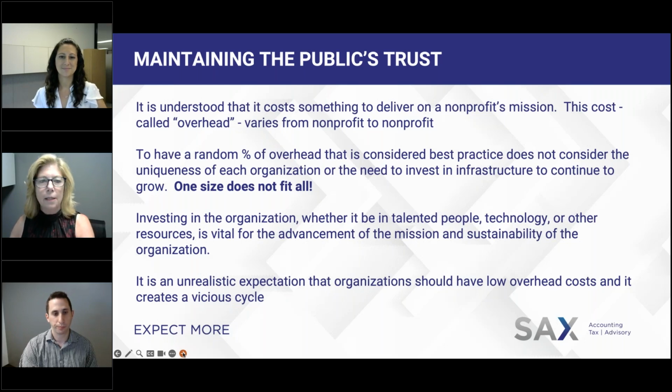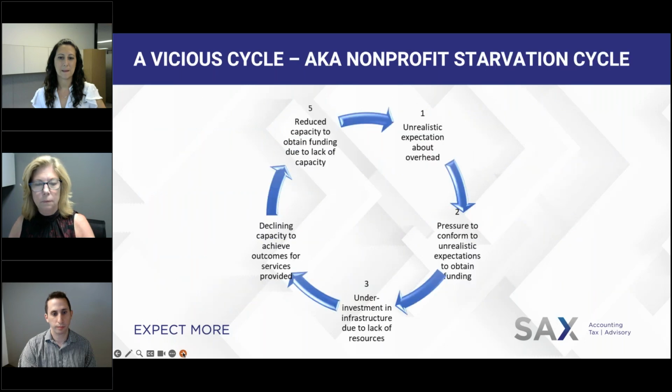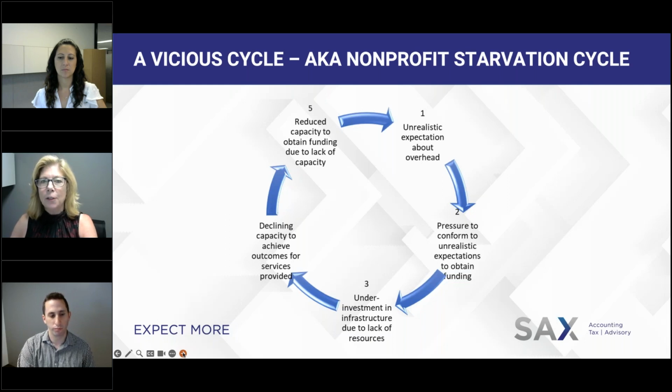Next slide. So very much like Adam, this is kind of my take on the nonprofit starvation cycle. Again, it's worth repeating because this is exactly what's happening to organizations, and this is partly to blame for the disintegration of many organizations, right?